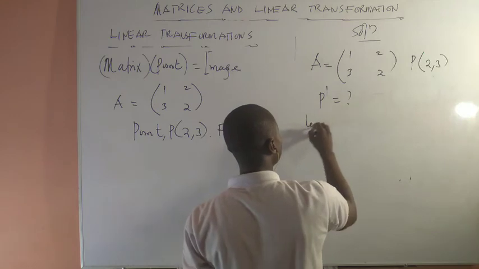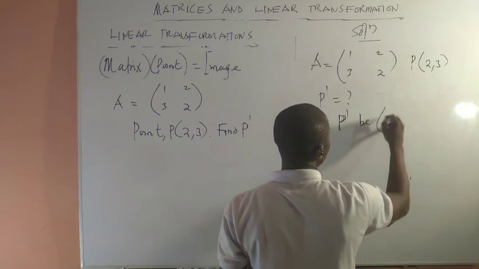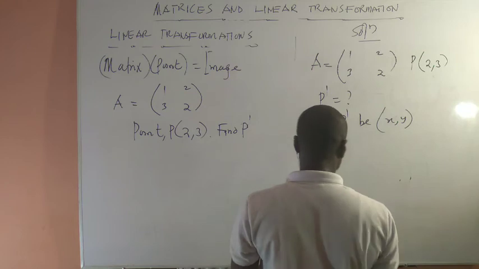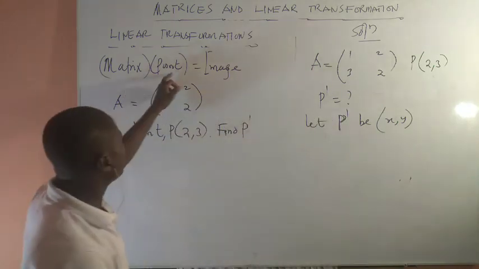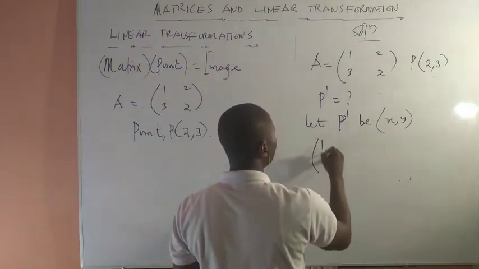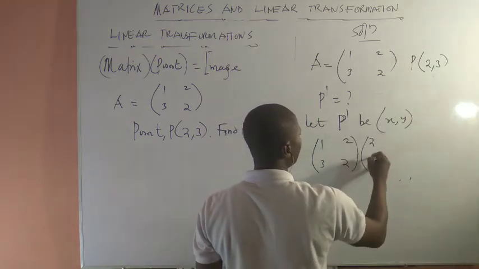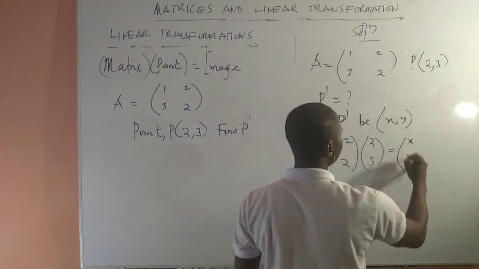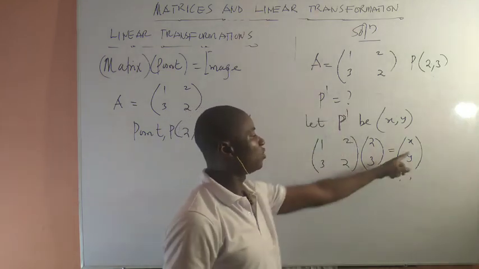So let P prime, or the image, be XY, or it can be AB. Now, don't forget that when you multiply a matrix by a point, you are getting an image. Our matrix is 1, 2, 3, 2. Let's multiply this by the point 2, 3. This is equal to the image, XY. So we are transforming the point 2, 3 under this matrix onto an image.